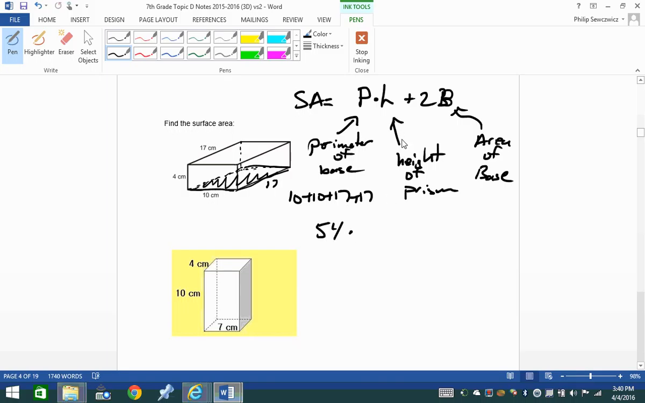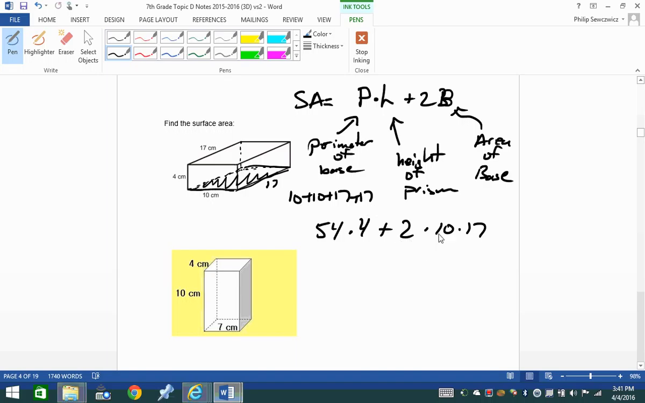Now the height, that's the actual height of the prism. So how tall is it? Well, it's a 4, so times a 4, plus 2 times the area of the base. The base is a rectangle, so it'd be 10 times 17. So this is where we can just type it all into our calculator, be done with it, and come up with our particular answer.